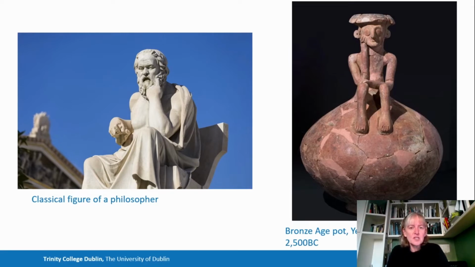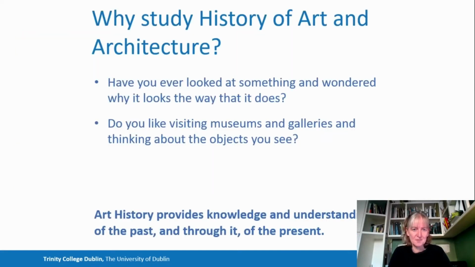And it's through the discipline of art history that we begin to learn how to read these images. Why do we study the history of art and architecture? Well, it's this very question. You look at something and you wonder, why does it look that way? And once you begin to gain that visual literacy, visiting museums, galleries, and looking at all of the objects around you take on new and richer meanings. So art history provides us with the knowledge and understanding of the past, and through it, of the present.